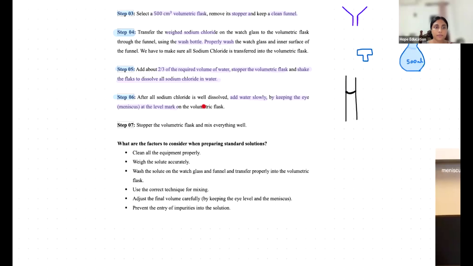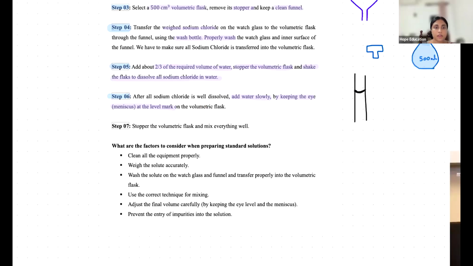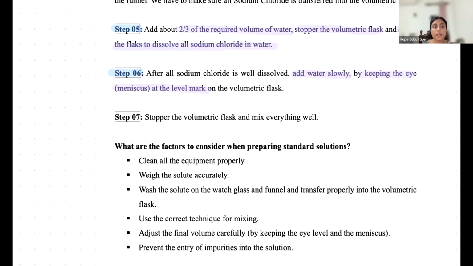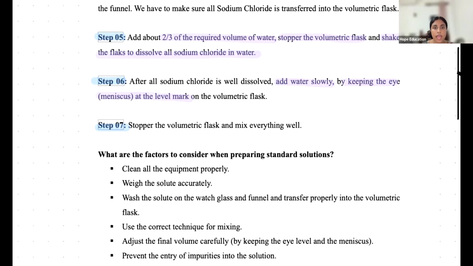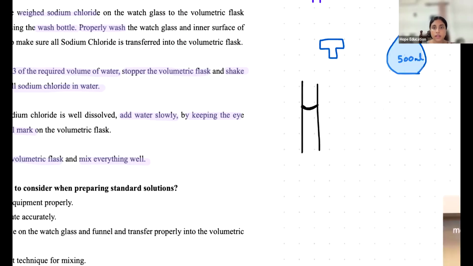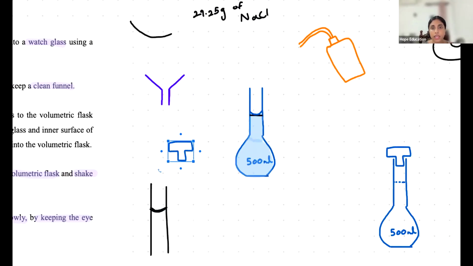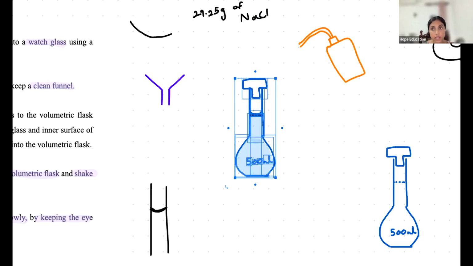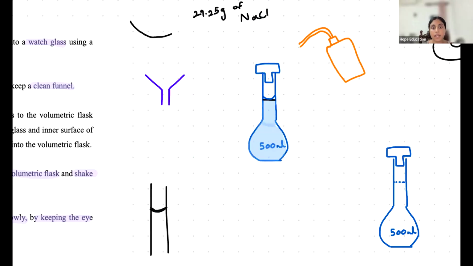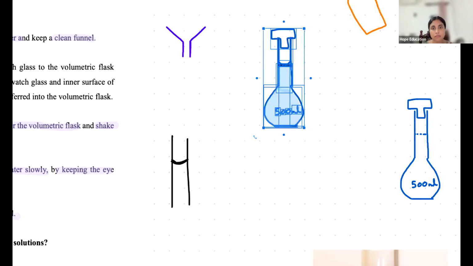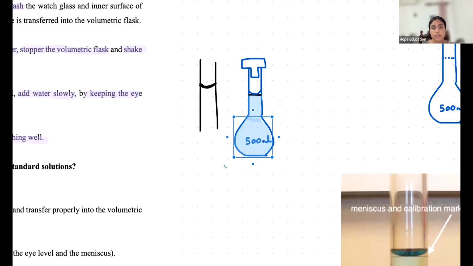ඊළඟට step 7. Stopper the volumetric flask and mix everything well. දැන් මෙතනට water fill කරාට පස්සේ මොකද මම කරන්නේ? මම ආයෙමත් lid එක දාලා මේක close කරනවා. Close කරලා again I shake it well and make sure everything is well mixed. And now I have my standard solution. Now this is my standard solution. Okay? This is my standard solution.